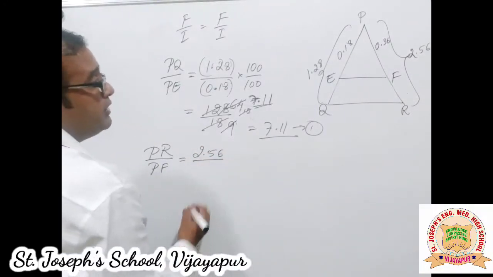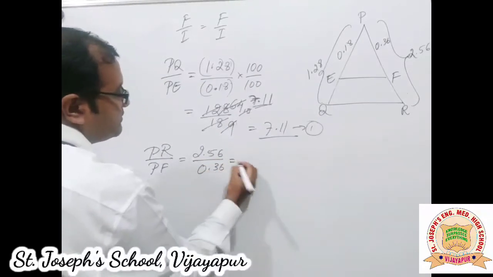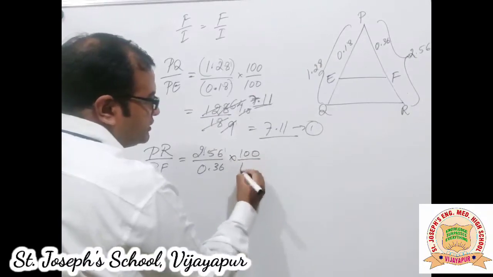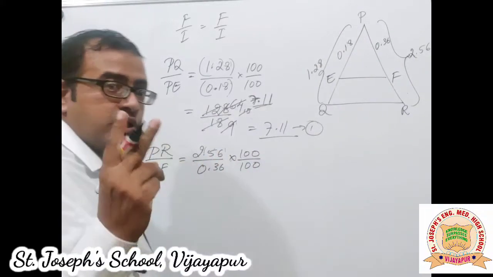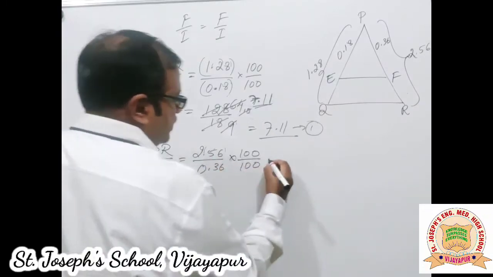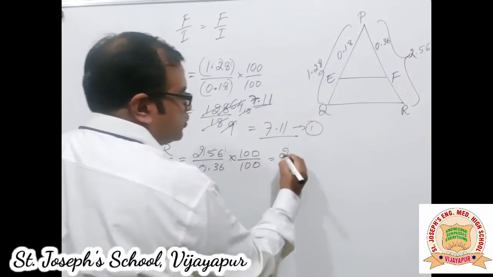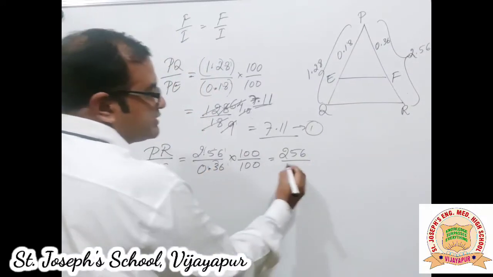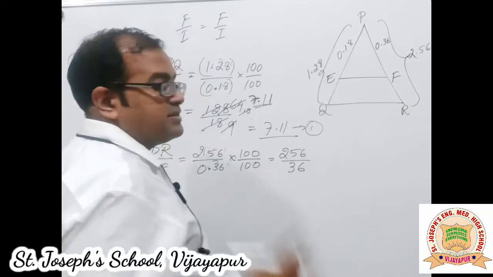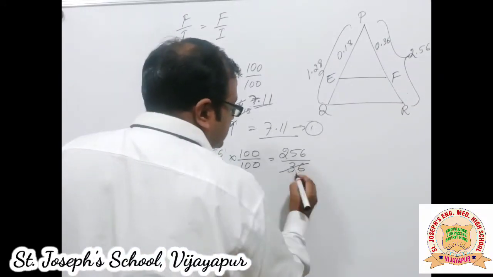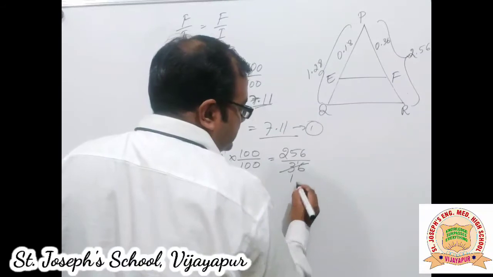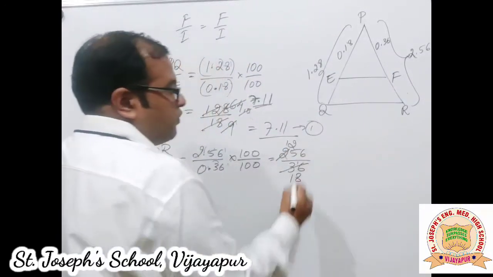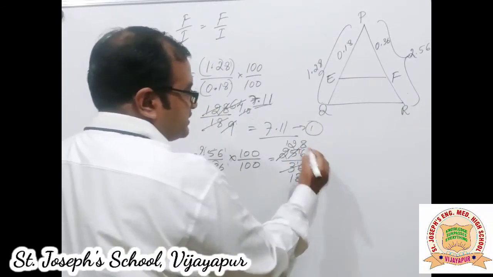2.56 upon 0.36, which further if you simplify, multiply and divide by 100. Why 100? Because after the point there are two places. So 2.56 into 100 is 256 upon 0.36 into 100. The point jumps two places, it becomes 36. Start with the smallest number, that is 2 ones are 2, 2 8s are 16. 2 ones are 2, 2 twos are 4, 2 8s are 16.